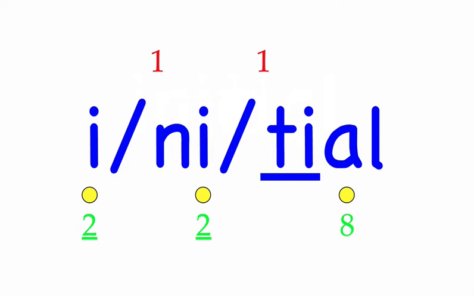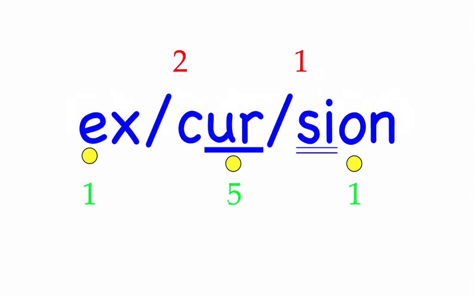Excursion. Excursion. The class went on an excursion. And for spelling, pronounce it ex-cur-sion. Ex, two sounds: e, x. Cur, two sounds: k, er. Sion, three sounds: zh, a, n. Excursion. Mark the word.